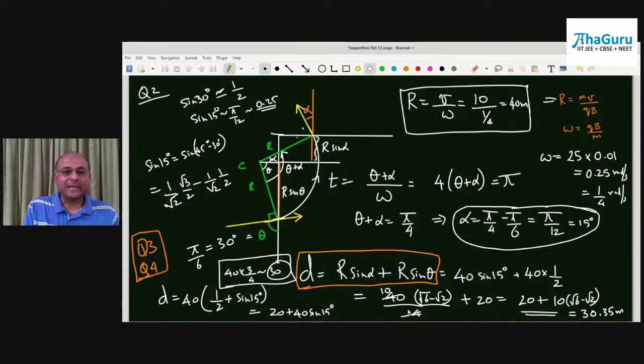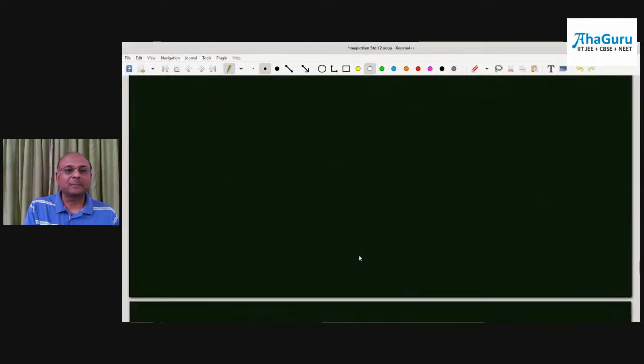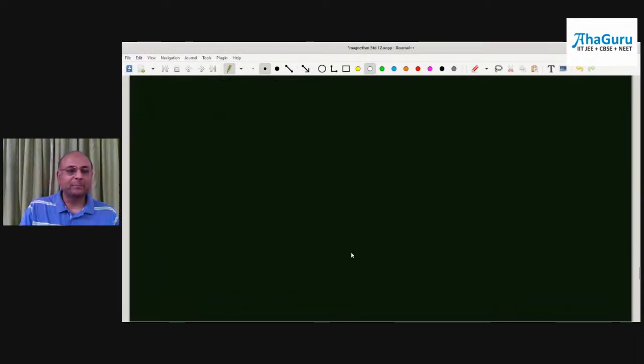Okay, so shall we get started on this question? Question number 3 first. So let us go to question number 3. Okay, so question 3, let's quickly read it. A particle with charge to mass ratio 30 coulombs per kilogram.